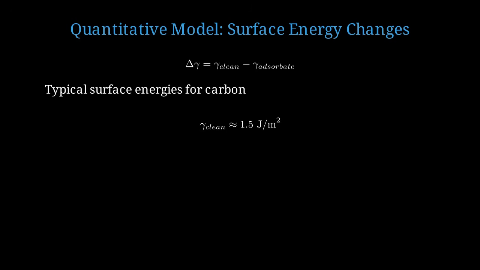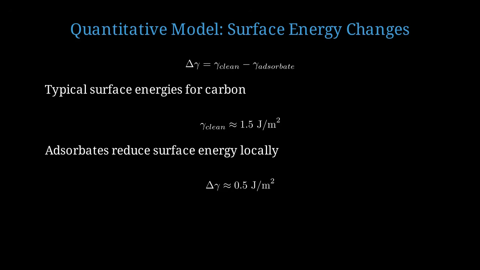Let us use gamma clean, approximately 1.5 joules per square meter. When molecules adsorb, they passivate dangling bonds and typically reduce surface energy by 20 to 50%. So delta gamma is approximately 0.5 joules per square meter. This energy reduction creates a thermodynamic driving force for crack formation at the adsorbate site.